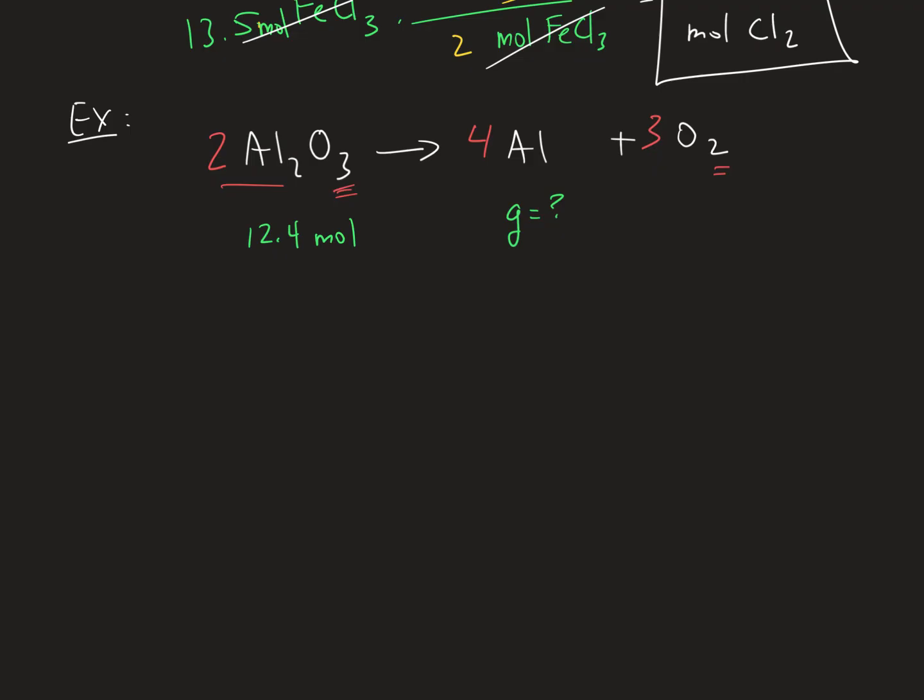Now we convert given substance, which is 12.4 moles of Al2O3 into moles. Oh, it's already there. Not of O2, sorry. Al2O3. We already have moles, so we're done with step 2. Step 3 is convert moles of given substance into moles of desired substance. What's our desired substance, guys? Aluminum. So we have 1 mole of aluminum, or of aluminum oxide.